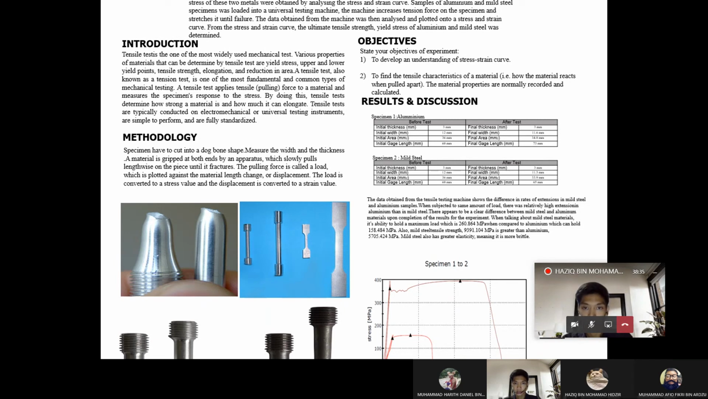Also, mild steel tensile strength 9,391.4104 MPa is greater than aluminium, which is 5,705.424 MPa. Mild steel also has greater elasticity, meaning it is more brittle.